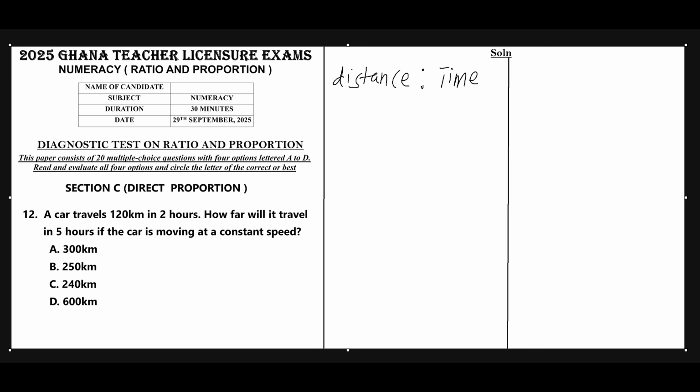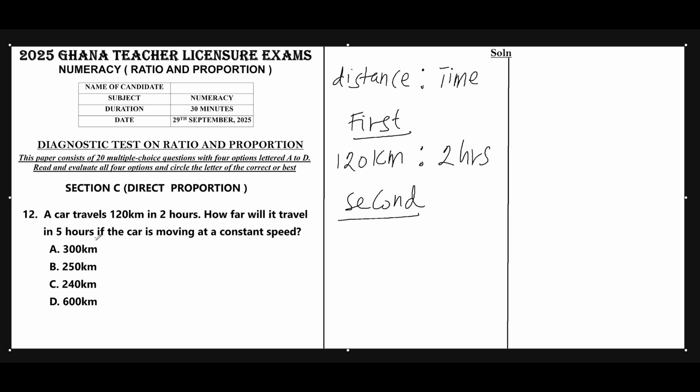So the first instance, we have 120 kilometers is to 2 hours. Now with the second instance, how far will it travel in 5 hours if the car is moving at a constant speed? So we don't know the distance, how far it will travel. So let's represent the distance as D. But then we know the time as 5 hours.